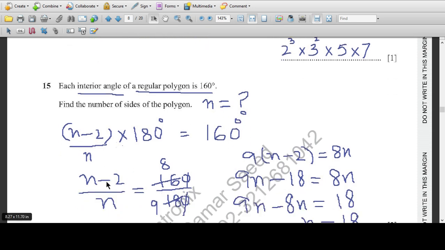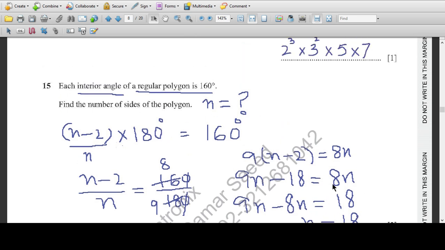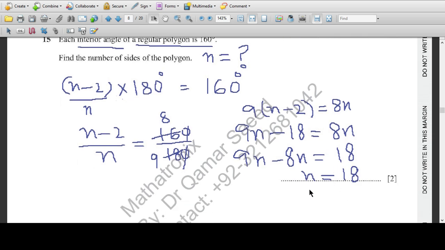So (n minus 2) upon n is equal to 160 upon 180, and this 20 can be cancelled, so 8 upon 9. After that, this can be cross multiplied here. So this is 9 times (n minus 2) and 8n. This is 9n minus 18 is equal to 8n. This 8n can be placed here and 18 on the other side. And 9n minus 8n is equal to 18. So n is equal to 18. So this regular polygon has 18 sides.